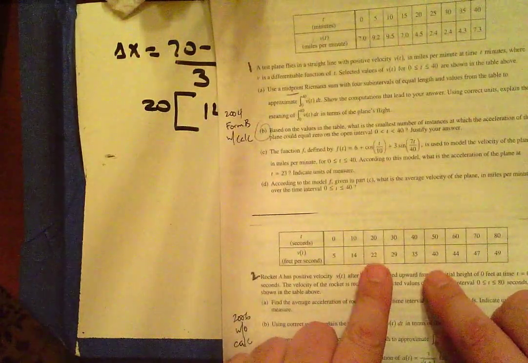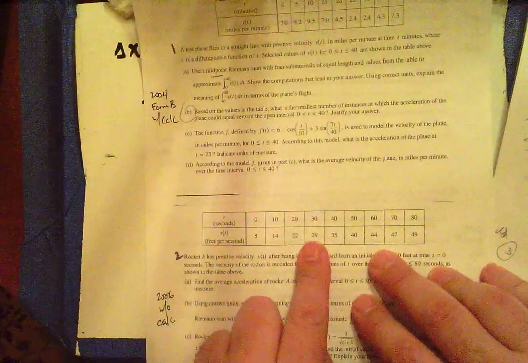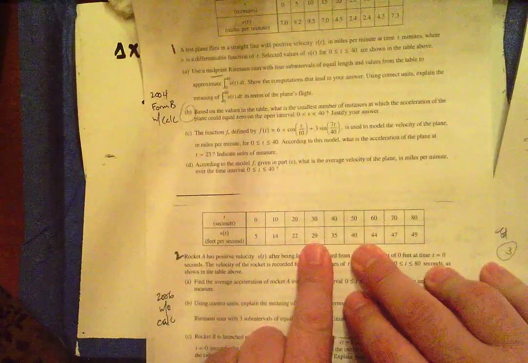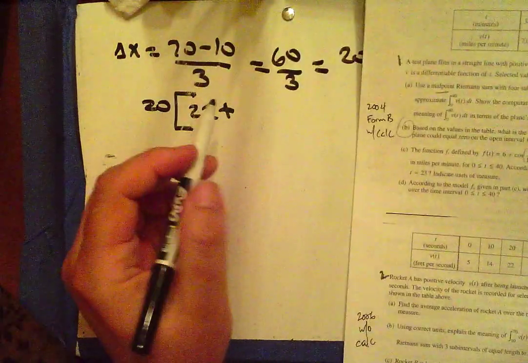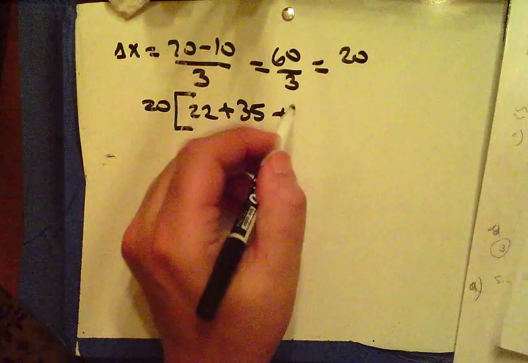The next interval, no, it isn't, Mr. Kukla. We're not starting at 0. We're starting 10 to 30. The middle is 20, so I need 22. Okay, and then the next subinterval goes from 30 to 50. Halfway across is 40. I use that height of 35. And then from 50 to 70, halfway across is 60, and I have a height of 34.